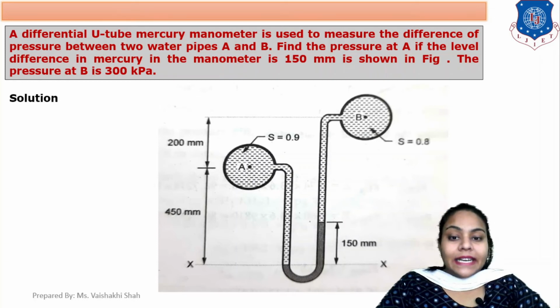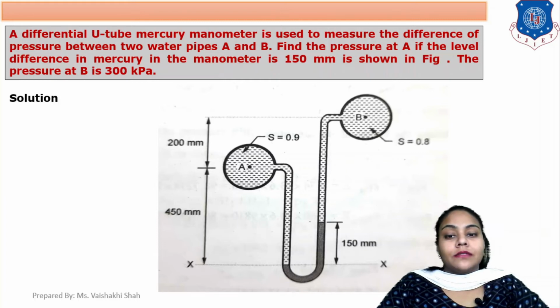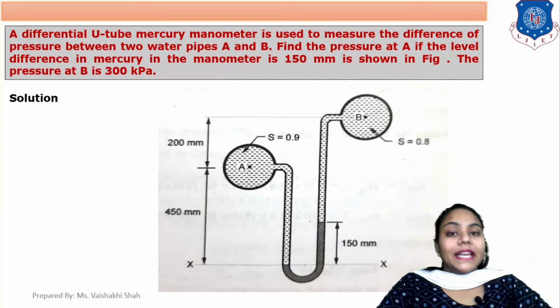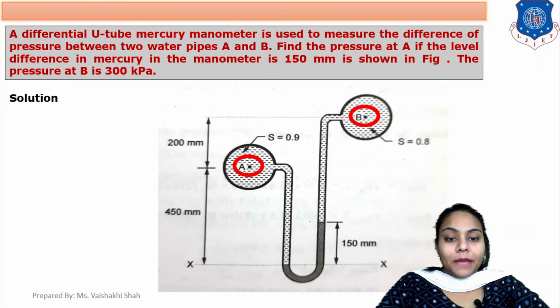Now in the data, the difference between pipe A and B is 200 mm, and the height from A to the XX axis is 450 mm, and the rise of mercury is 150 mm. Those things are given to you already in the data. Now we have to find the pressure in pipe A. So here PA is your unknown.